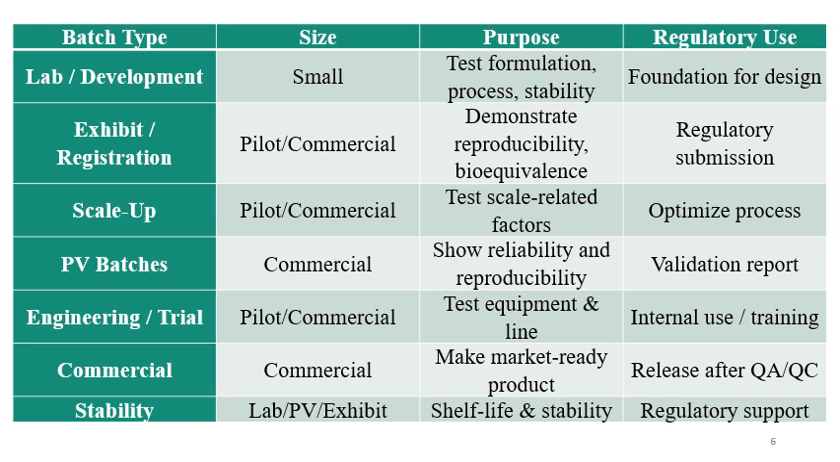So the scale up batch is to study the parameters. These may be with a batch size of pilot or commercial or exhibit. These test the scale related factors to optimize the process, finalize the process parameters, and finalize the limits for the critical process parameters. Then PV batches, these are commercial batches.